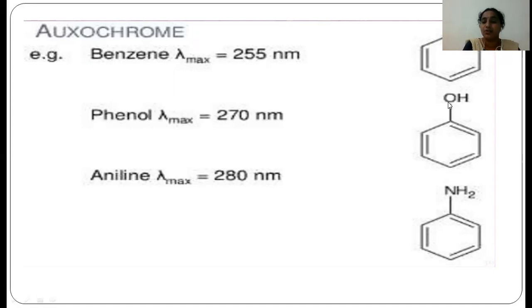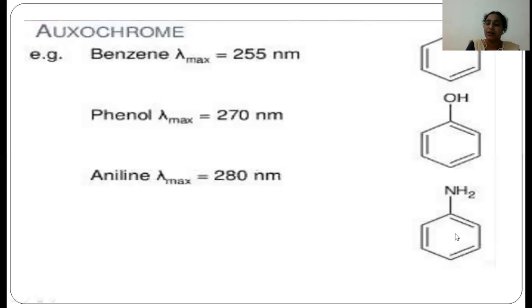But here the oxochrome is attached to the chromophore, and because of the attachment, it increases the absorption wavelength to 270 nanometers. But directly it won't absorb the light. It won't absorb the light. It needs to attach to the chromophore.